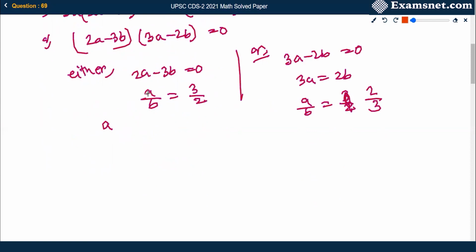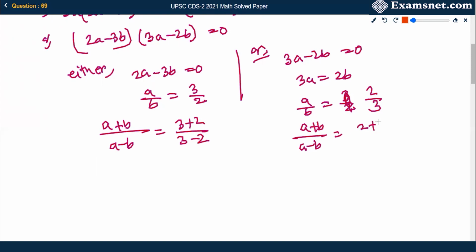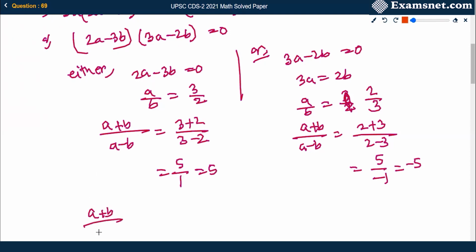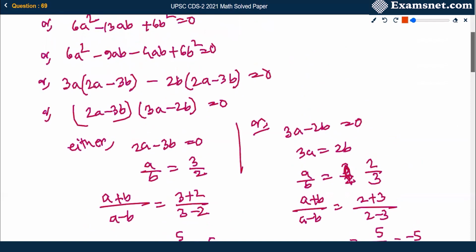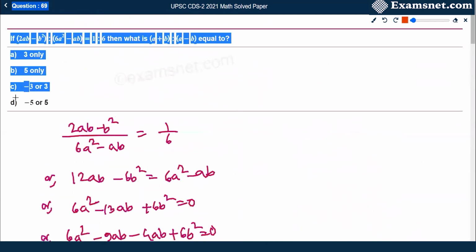So from here, after doing componendo and dividendo, it will become a plus b, a minus b. And it will become 2 plus 3, 2 minus 3. That means 5 by 1 and 5 by minus 1. So either it's 5 or it's minus 5. So a plus b by a minus b is equal to 5 or minus 5. The correct answer is option D.